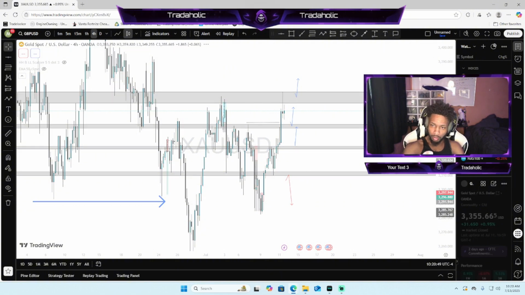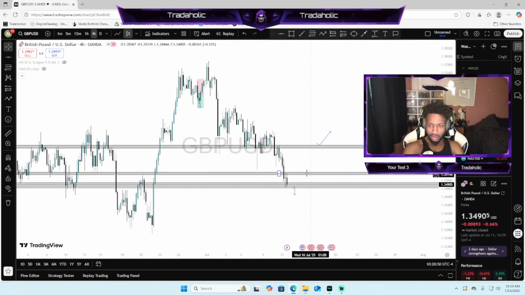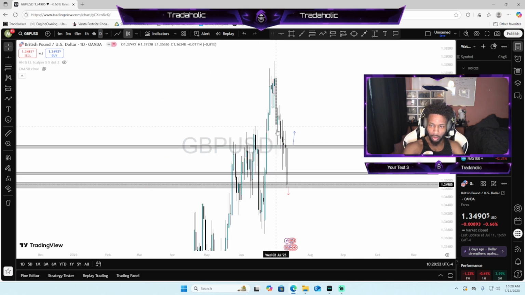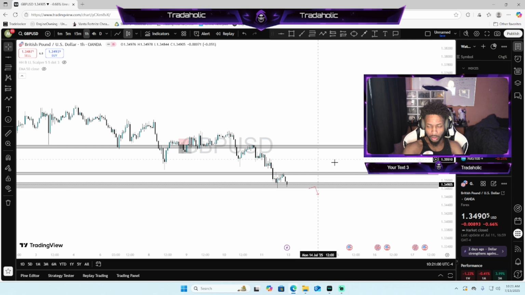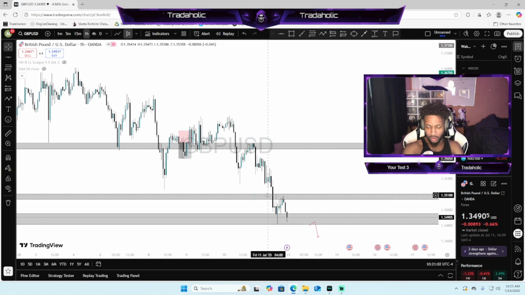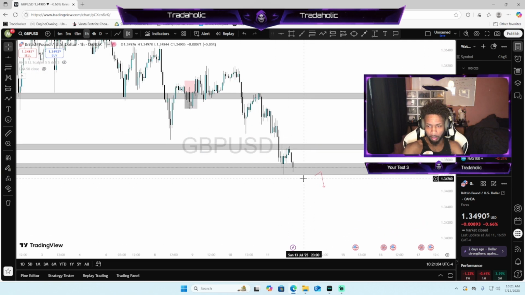After gold, we have GBP USD. Looking on the daily time frame, overall bullish, but we're in a deep retracement. On the 4 hour time frame, we are bearish, putting clear lower lows and lower highs here. Looking on the 1 hour time frame, we are bearish as well. Now we're inside this range. All I want to see is just a break and retest of this previous low, where we can have a trend continuation to go bearish.